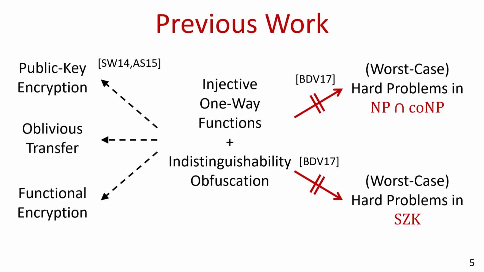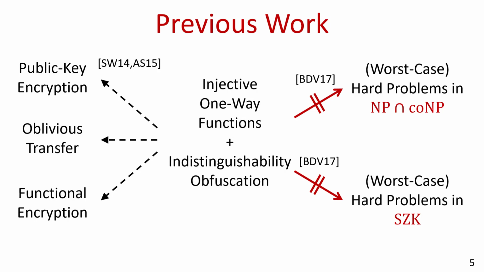These primitives do imply public key encryption, oblivious transfer, and even functional encryption in a black box way. So as a result, all these primitives do not imply hard problems in NP intersect coNP or SZK in a black box way. At this point, one may wonder, isn't obfuscation inherently non-black box, since it directly deals with circuits?